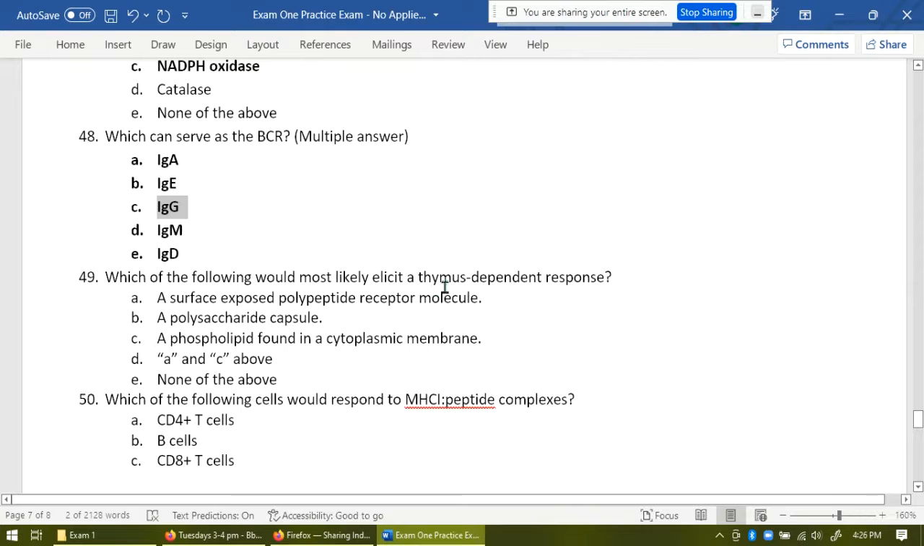Which of the following would most likely elicit a thymus-dependent response? When you see thymus-dependent, think antigen presentation to T cells. Okay, so you think protein. Proteins are thymus-dependent responses. So a surface-exposed polypeptide receptor molecule. That one is a possibility, right? It's protein, so it can be presented to a T cell. Polysaccharide capsule. Nope, that one is not protein. It's made of polysaccharide or sugar, whatever you want to call it. A phospholipid found in a cytoplasmic membrane. Nope.